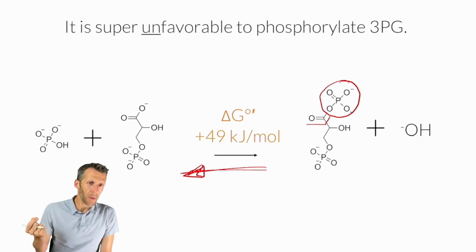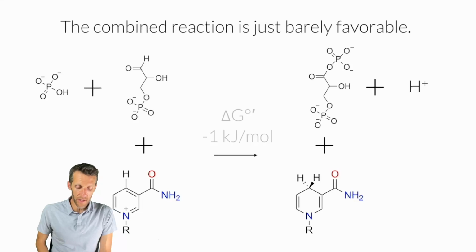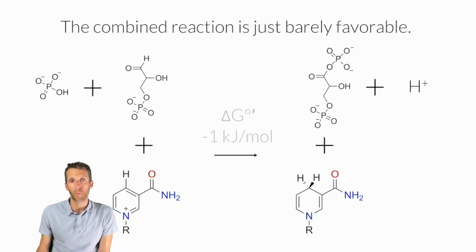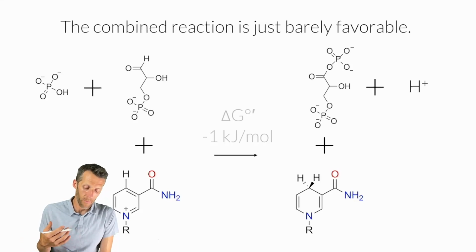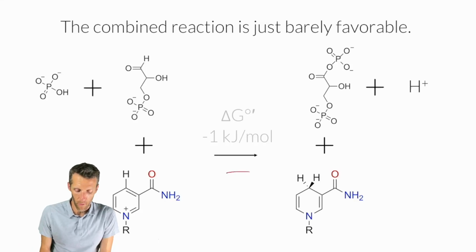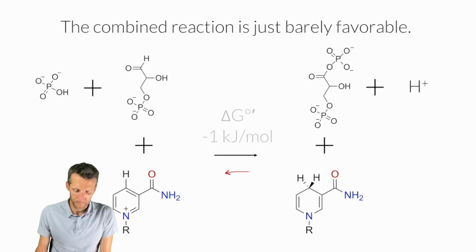That means if you add up these two reactions, the favorable oxidation and the unfavorable phosphorylation, you get basically 0, right? Or minus 1 kilojoules per mole. So it's barely favorable to do this reaction. Overall, it's almost a 50-50 chance whether the reaction will flow backwards or forwards at standard state, but it's just barely favorable.